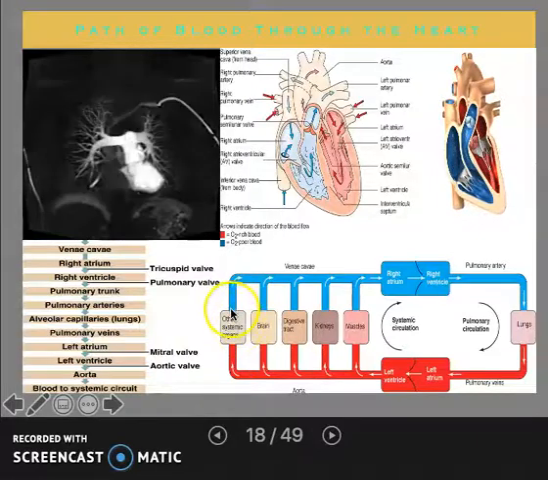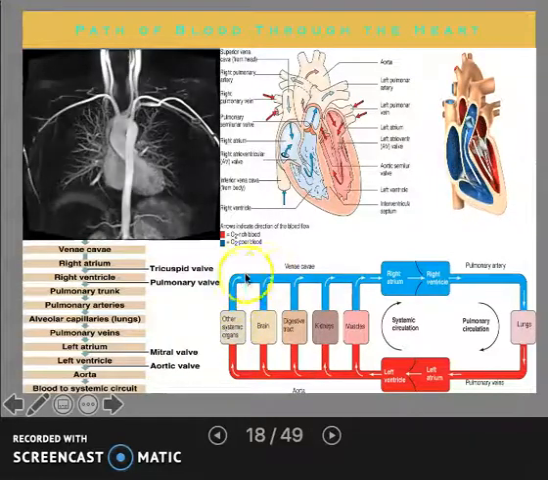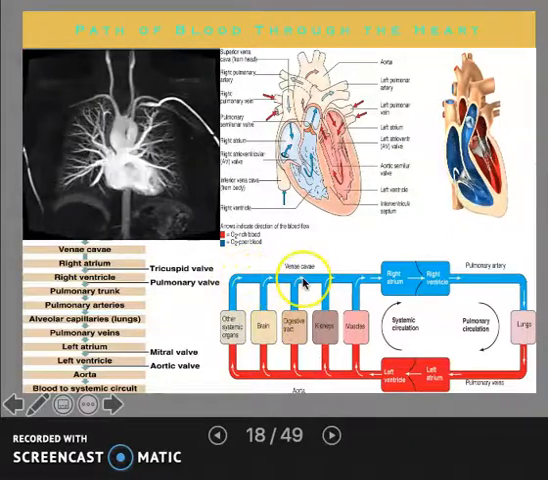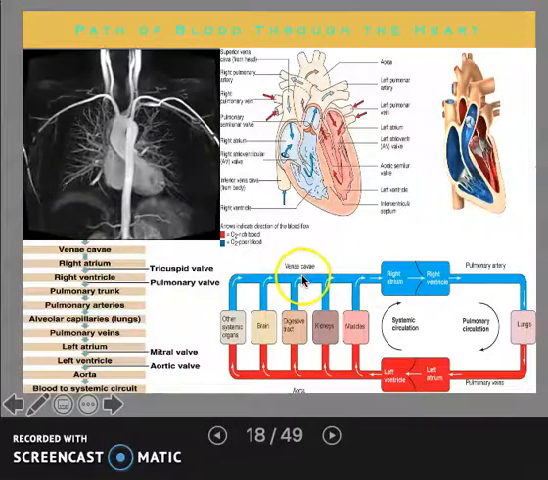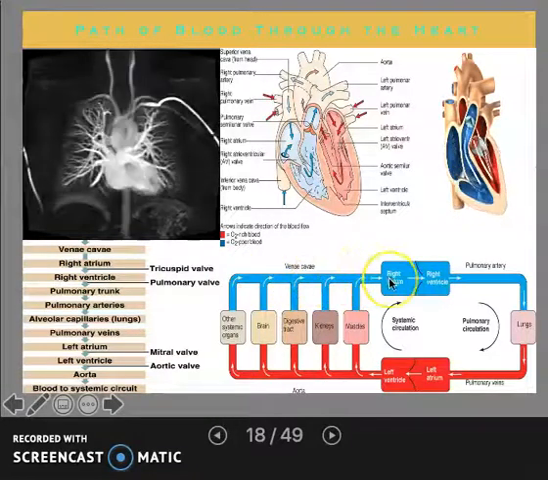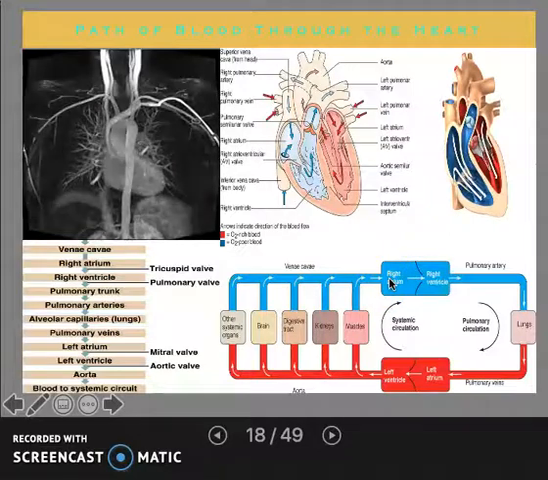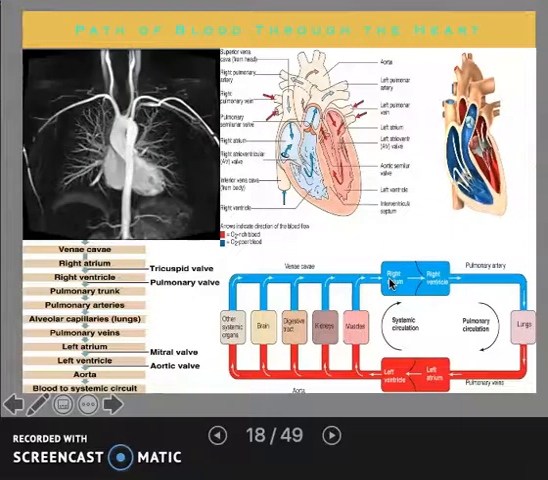And of course, this deoxygenated blood full of waste gets returned back to the heart through the vena cava. Whether they're superior or inferior, they're going to return back to the right atrium, and that is what we call the cardiac circuit.